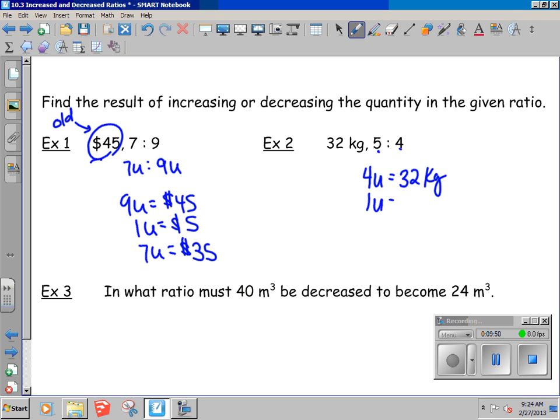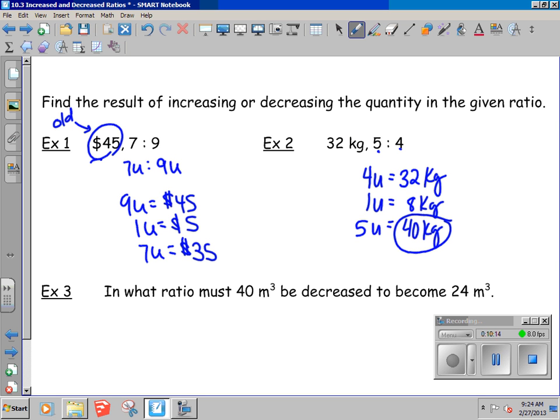So 4 units is 32. What's 1 unit, Julian? 8 kilograms. And when we increase it up to 5 units, what do we get? Margaret? 40 kilograms. So 32 kilograms increased in the ratio of 5 to 4 is 40 kilograms. Does that answer your questions about this second problem?